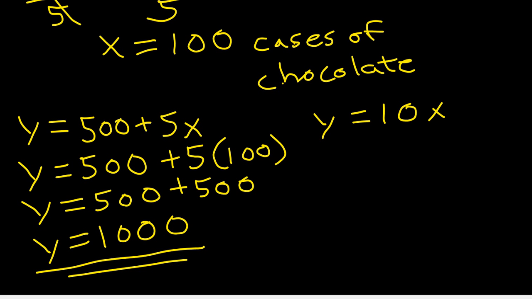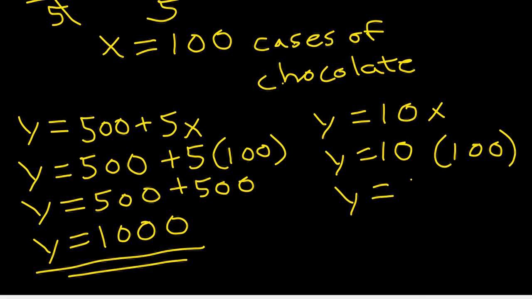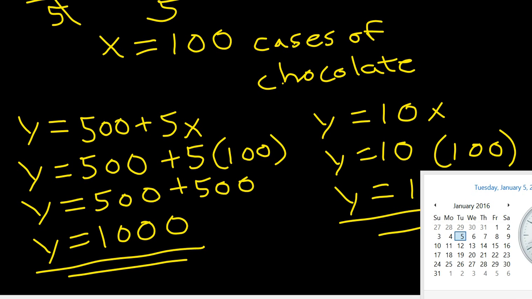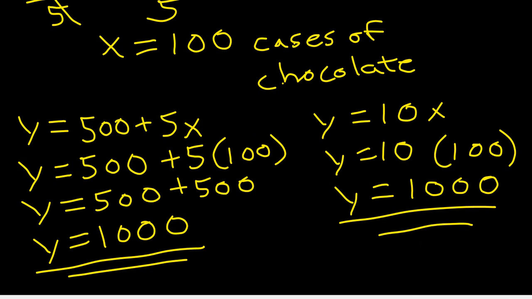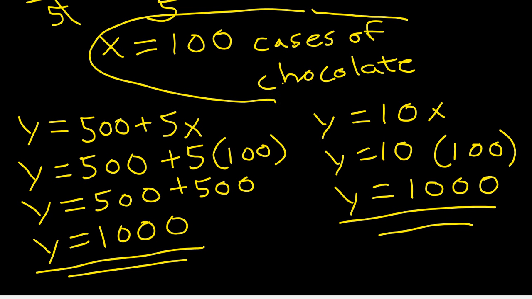Okay, so let's test it out with our second equation. Remember, the second equation tells us how much money they raise. So if they sell 100 cases of chocolate, 10 times 100 is also 1,000. So in this case, if they buy 100 cases of chocolate, they spend $1,000. If they sell 100 cases of chocolate, then they make $1,000. So in this case, 100 cases of chocolate is how many cases they would need in order to break even.